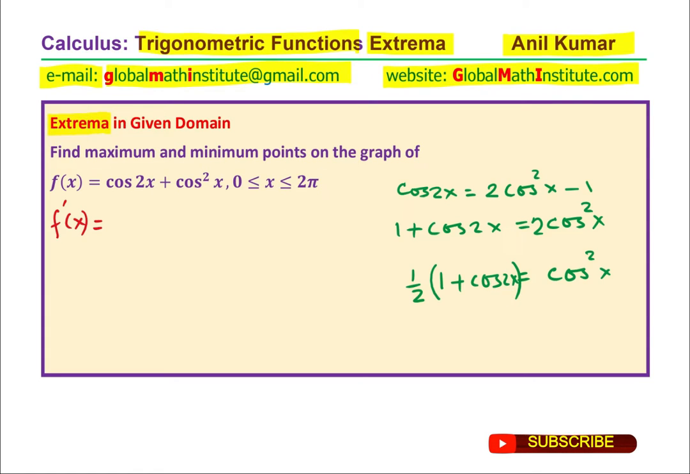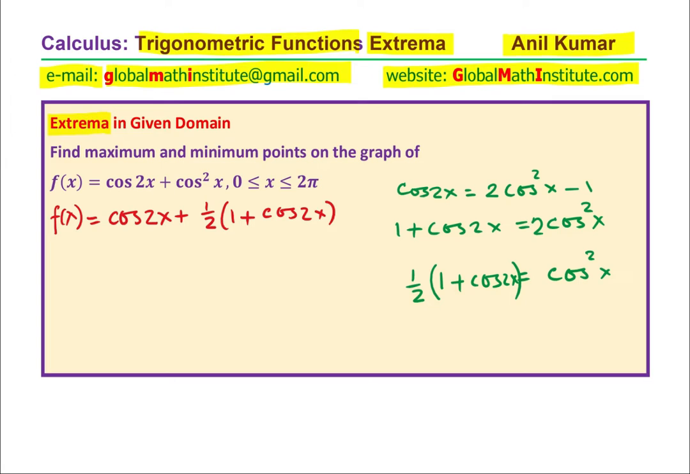So what we should do here is, instead of finding the derivative straight away, we should simplify the expression. So you write f of x equals cos 2x plus, instead of cos square x, I am writing half of 1 plus cos 2x. So that gives you cos 2x plus half plus half cos 2x. Is this step clear to you? If you don't do this step, you might finish up doing the question, but it will be very, very lengthy.